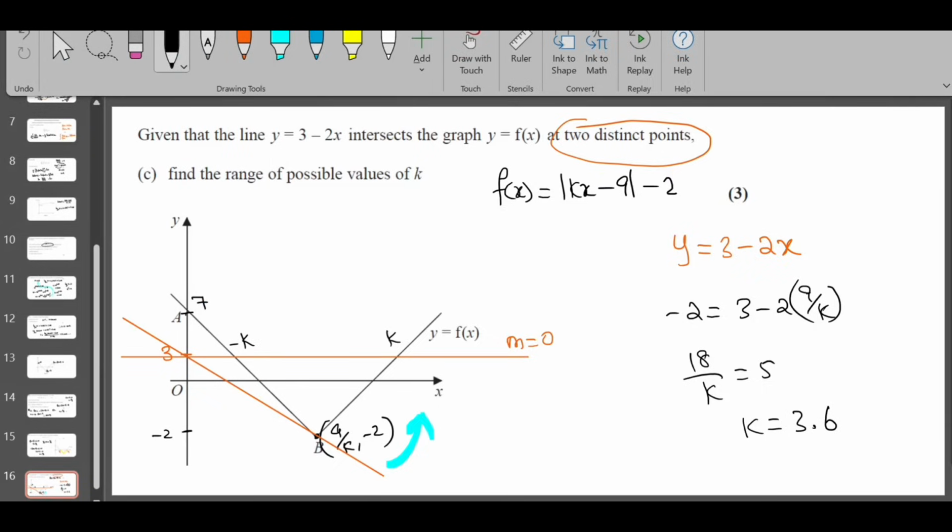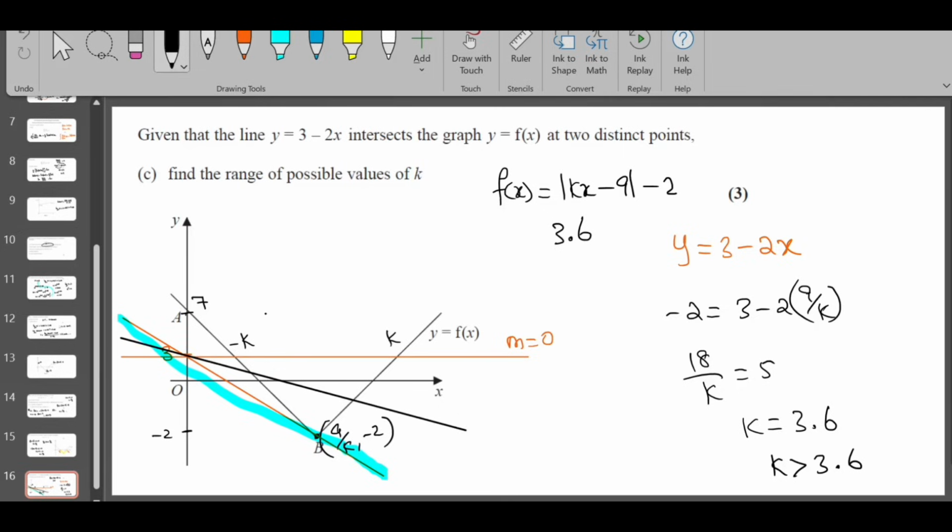What does that mean? If we are considering this line, let's say this is the given line, then definitely the value of k should be 3.6 because they both intersect at one point. So in order for these two graphs to intersect at 2 points, the value of k should be bigger than 3.6. K has to be bigger than 3.6. So eventually you will get this line, and you will have 2 points of intersection. That's all.